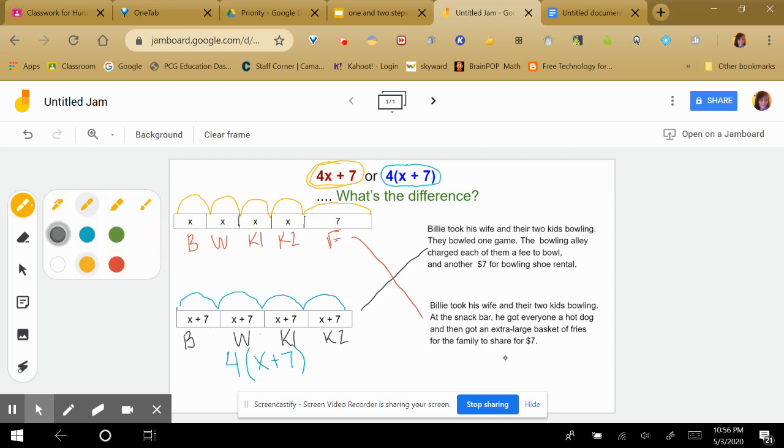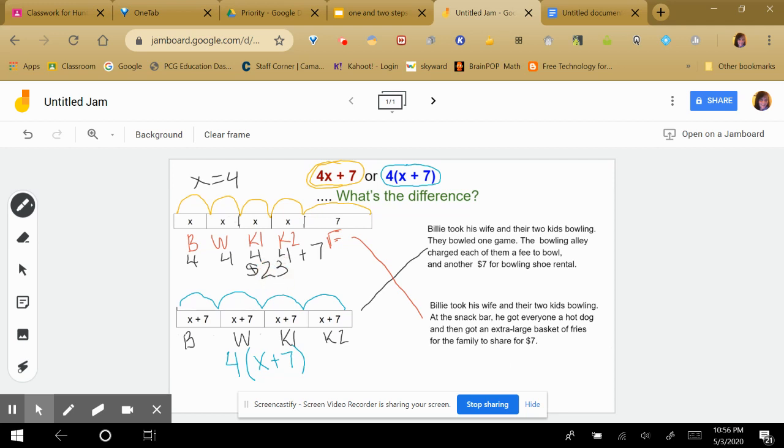The last thing I want to do is just prove to you that it really does matter. Let's just pretend that hot dogs were $4. And let's just kind of add this up. So we have 4 and 4 and 4 and 4 plus 7. So Billy's total, if x equals 4, would be 16 plus 7. 16 plus 7 would be Billy spent $23.